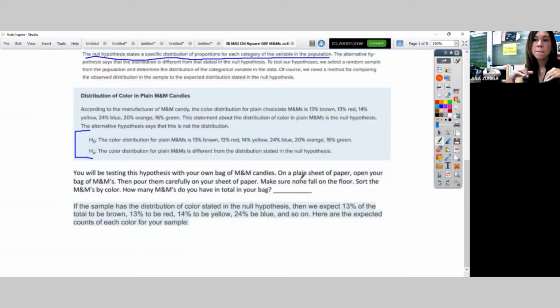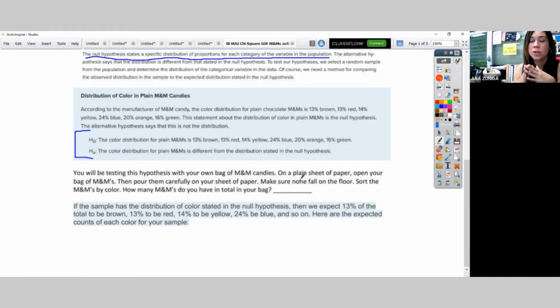You're going to sort them by color, and then you have to count to figure out how many M&Ms you have in total in your bag. So go ahead and pause the video right here so that you can open your bag, pour them onto your little paper, sort them by color, and add up the total amount. I'll wait. Remember to pause the video though.